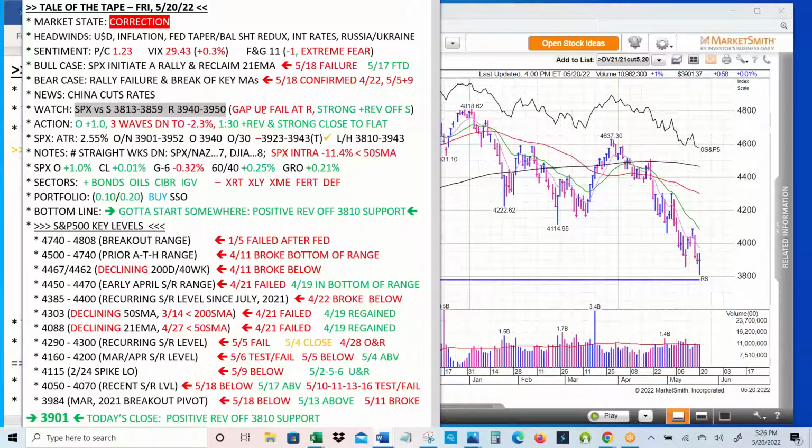We just had three waves down intraday to where we were down 2.3%, and then at 1:30, everybody was sold out. We had a positive reversal. A little bit of chop, but then a strong close all the way up to flat, closing basically right where we opened at 39.01. So strong reversal off of support.